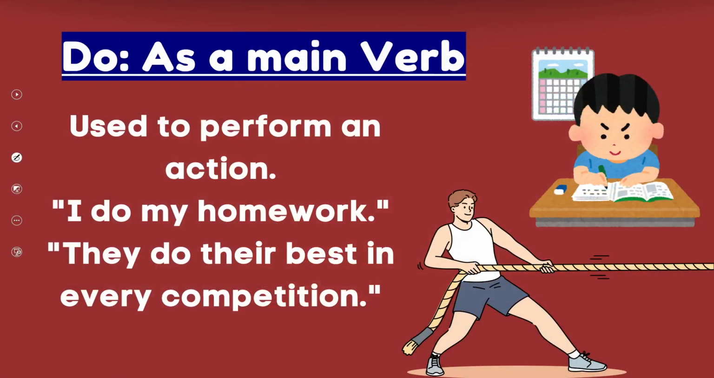Now, using do as our main verb. It is used to perform an action. When we are showing an action, we will be using some forms of do. I do my homework. They do their best in every competition. So, doing it, which is a primary action, is shown by the word do, and this auxiliary verb or helping verb is used as our main verb in these sentences.